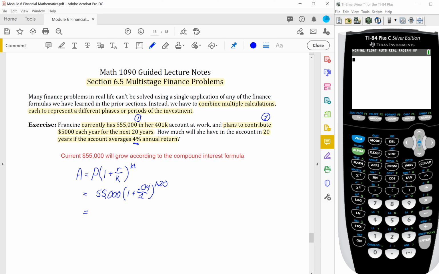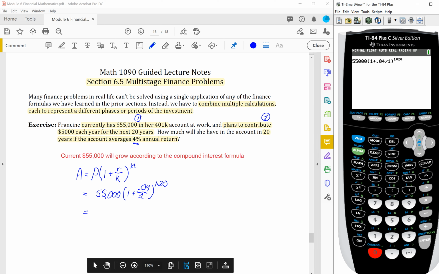Okay, let's grab our calculator and see how this looks. 55,000 times 1 plus 0.04 divided by 1, raised to the 1 times 20. Now, obviously, I don't need these ones in here, but I put them in because we have them in our formula so we could follow our work.